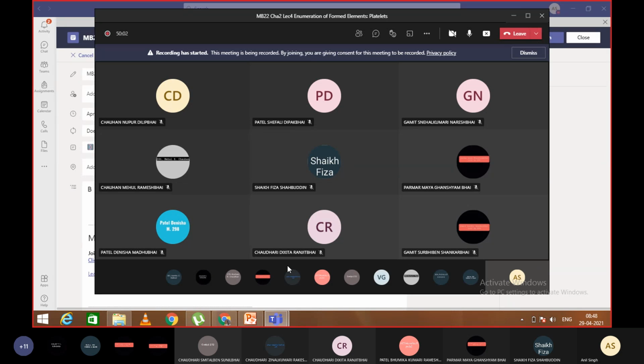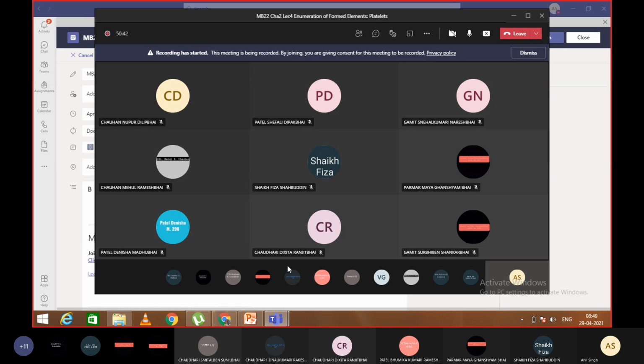Many times the count of platelets may increase. When the blood platelet count increases, such a condition is known as thrombocytosis. For example, thrombocytosis can occur in cases of chronic infections, chronic inflammation, in case of malignancy, that is cancer, and in case of iron deficiency.